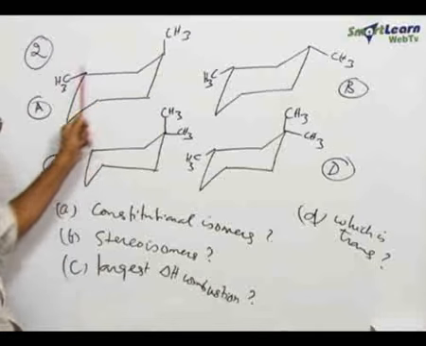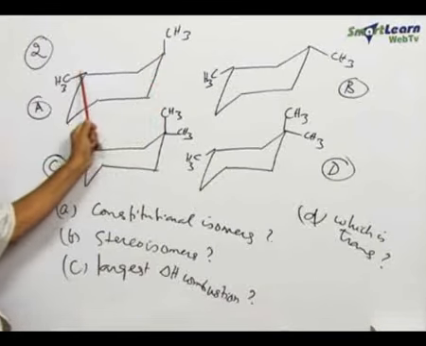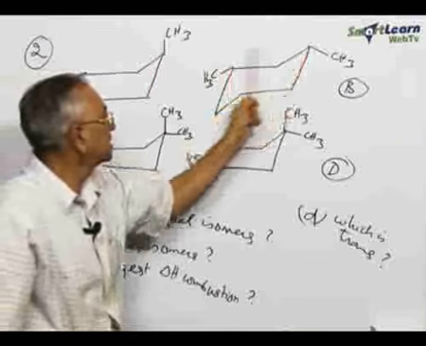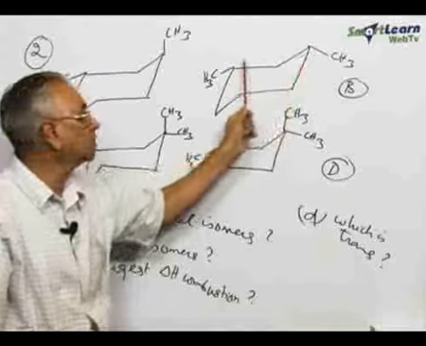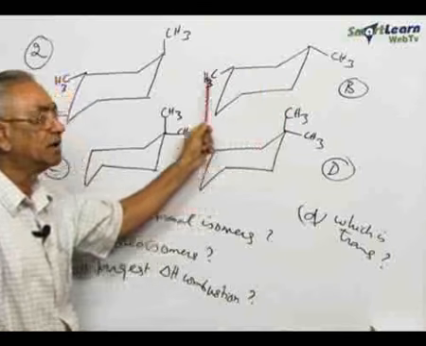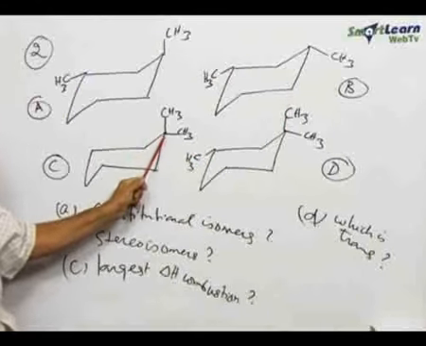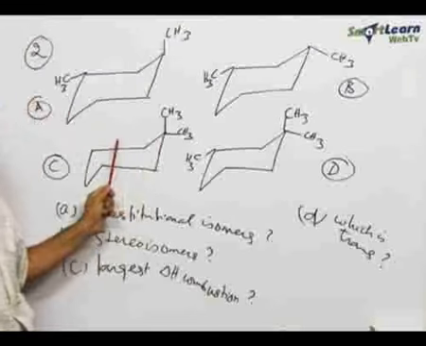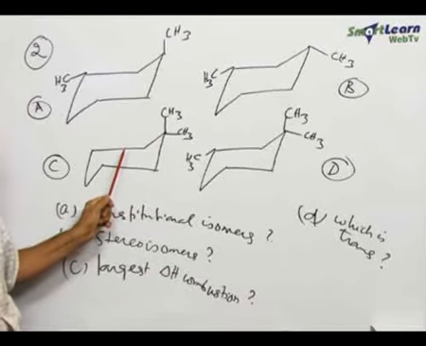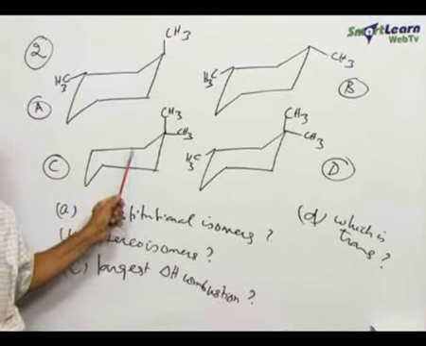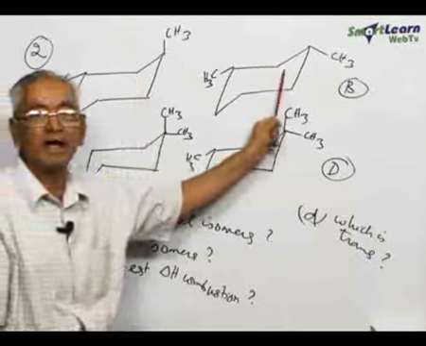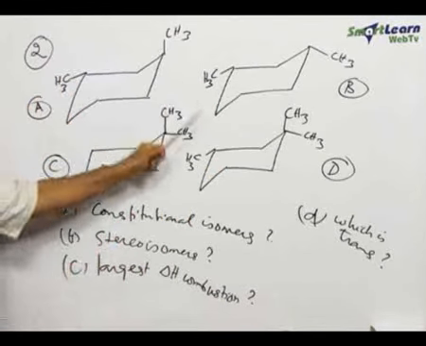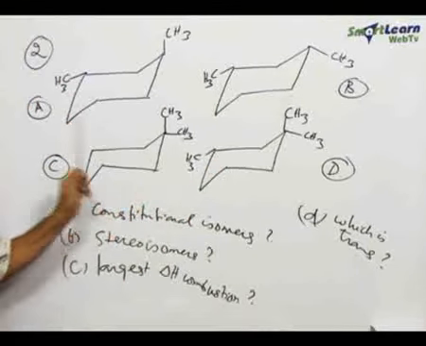There are two methyl groups attached in the 1 and 3 positions here. In this one, two methyl groups are attached at the 1 and 2 positions, whereas in this the two methyl groups are attached at the same position. Therefore, A, B and C are all constitutional isomers, and you can say that C is the constitutional isomer of A and B. That is the answer for this question.